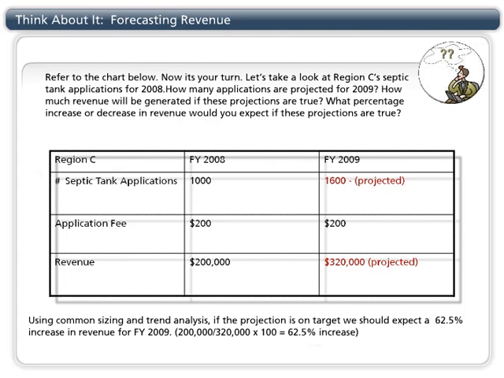Since we know that the first quarter of 2009 had 400 applications, we can multiply this number by 4. This is the projection for applications for 2009, 1,600. If we multiply the projection by the application fee, we can see that the projected revenue for 2009 will be $320,000. Using common sizing and trend analysis, if the projection is on target, we should expect a 62.5% increase in revenue for fiscal year 2009.